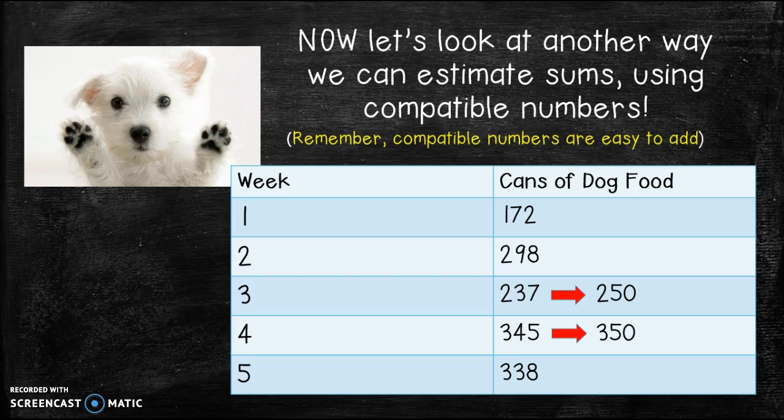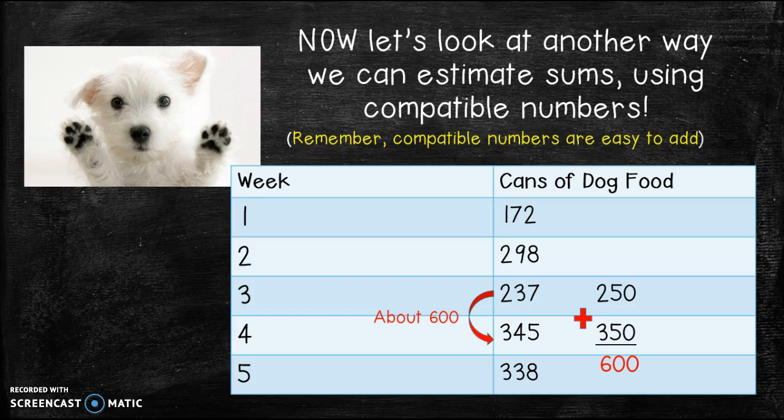So it's a compatible number, but it's much easier to add 250 plus 350 than it is to add 237 plus 345 in our heads. So when we add 250 to 350, we get 600 as our estimate, this time when we use compatible numbers.